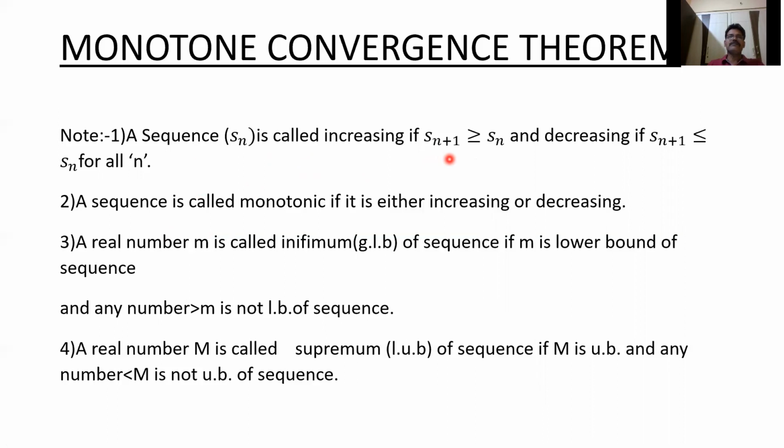Already in the last class I told you about increasing and decreasing sequences. A sequence Sn is called decreasing if Sn+1 is less than or equal to Sn for all n. That is, Sn+1 minus Sn is less than or equal to 0. So finally, a sequence Sn is called increasing if Sn+1 minus Sn is greater than or equal to 0, and decreasing if Sn+1 minus Sn is less than or equal to 0.